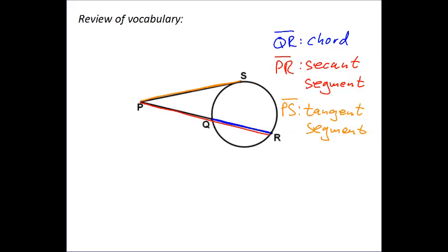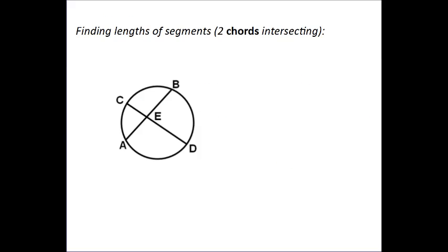And then we have another segment left here, and that's the segment from P to Q, and that is outside of the circle. And the segment that's outside of the circle is called an external segment. With that being said, let's talk about how we find the length of segments in a circle.